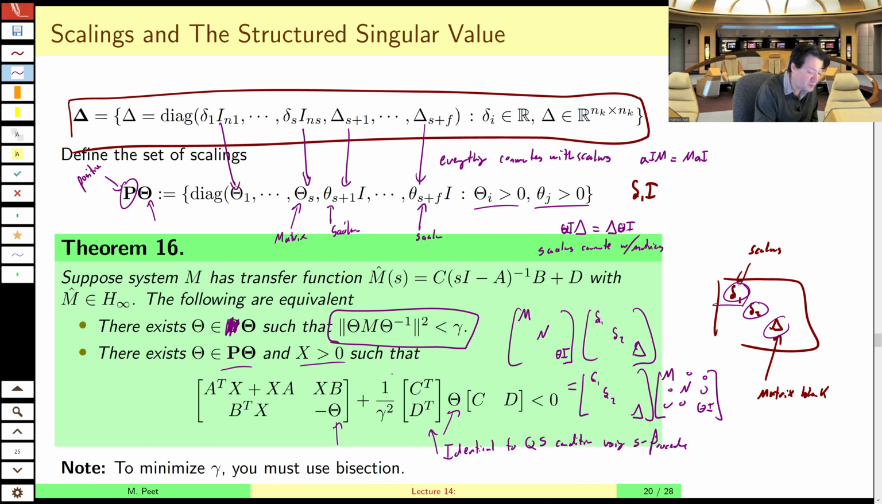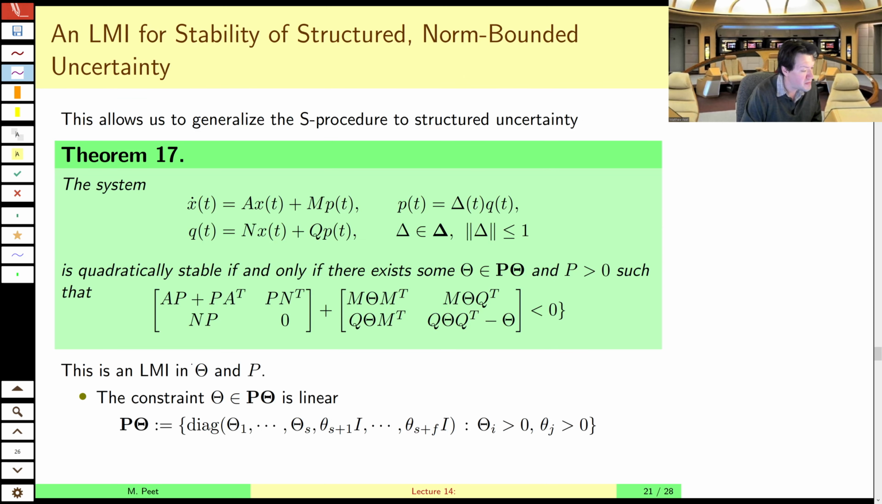Except that we've replaced what we had before, which was mu and mu I, with the scalings theta and theta. And remember, of course, we said that if the block is unstructured, the only thing that commutes with it is just a scalar. And so in the unstructured case, that's where we got these scalings. However, in the diagonal case, more things commute with these matrices. And so we can add these parameters here. We can add some flexibility to our parameter set, specifically looking at the positive scalings. So this, as I said, allows us to generalize the S procedure to the case of structured uncertainty.